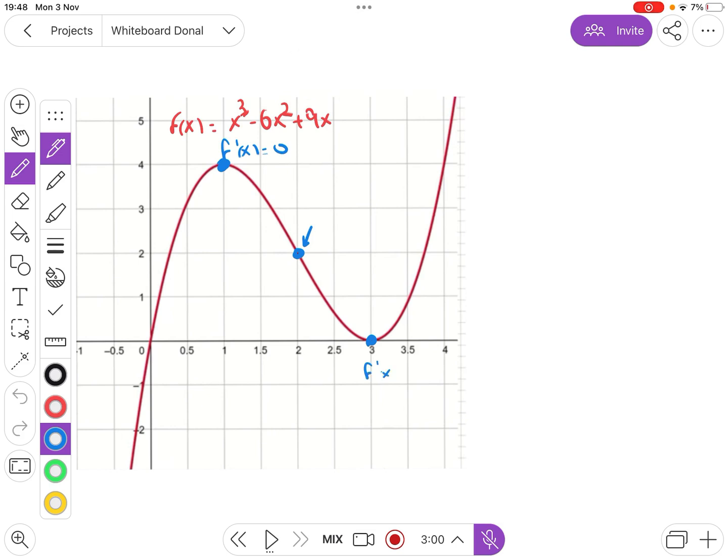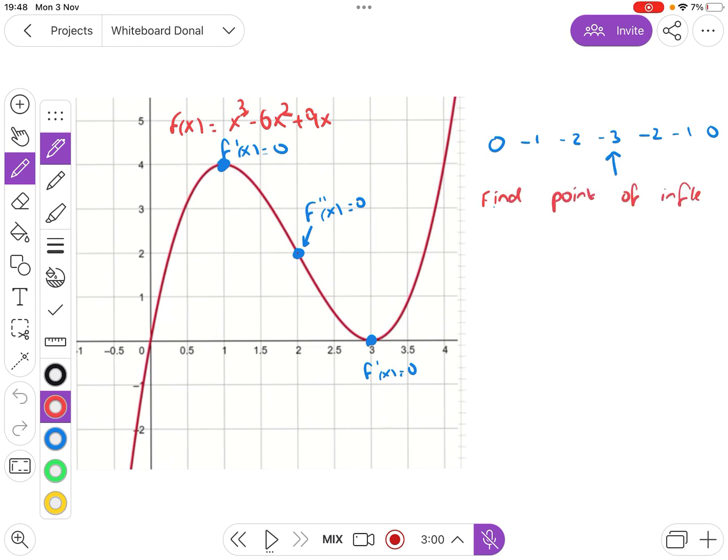We know at the top our first differentiate equals 0. It's at this stage here we're talking about our second differentiate equals 0, because we're looking at the slope numbers. The slope numbers going 0, -1, -2, -3, -2, -1, 0. It's this point here where the slopes stop getting smaller and start getting bigger. So if we were asked to find the point of inflection, and remember it's a point, that means that once we have the x value, we have to go find the y value.